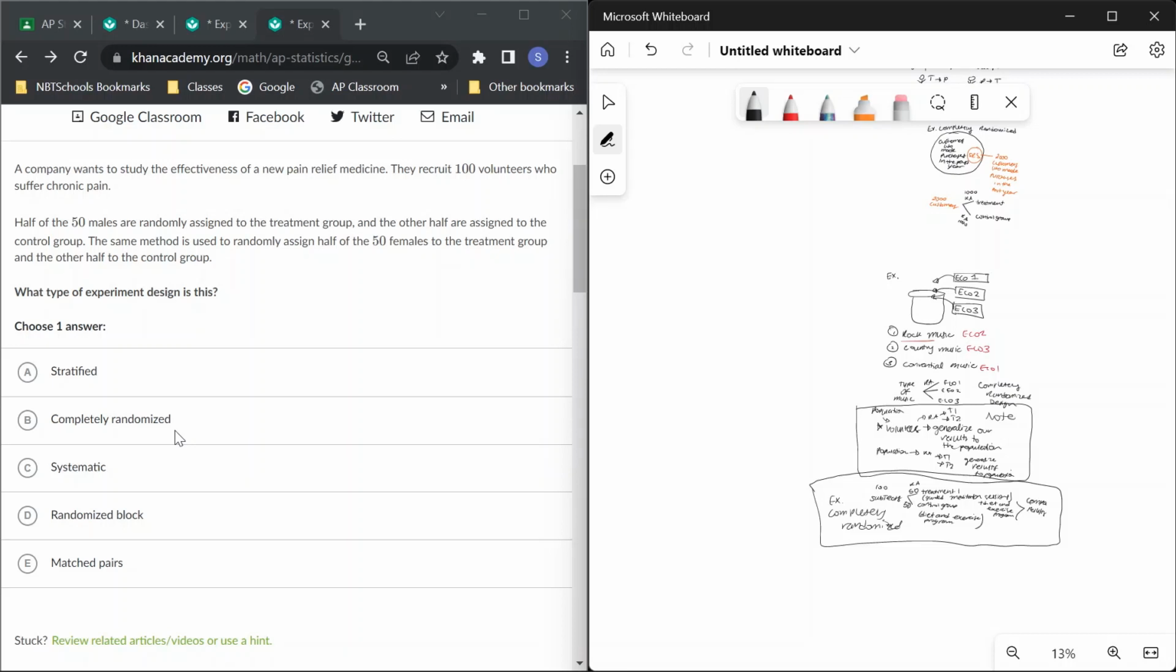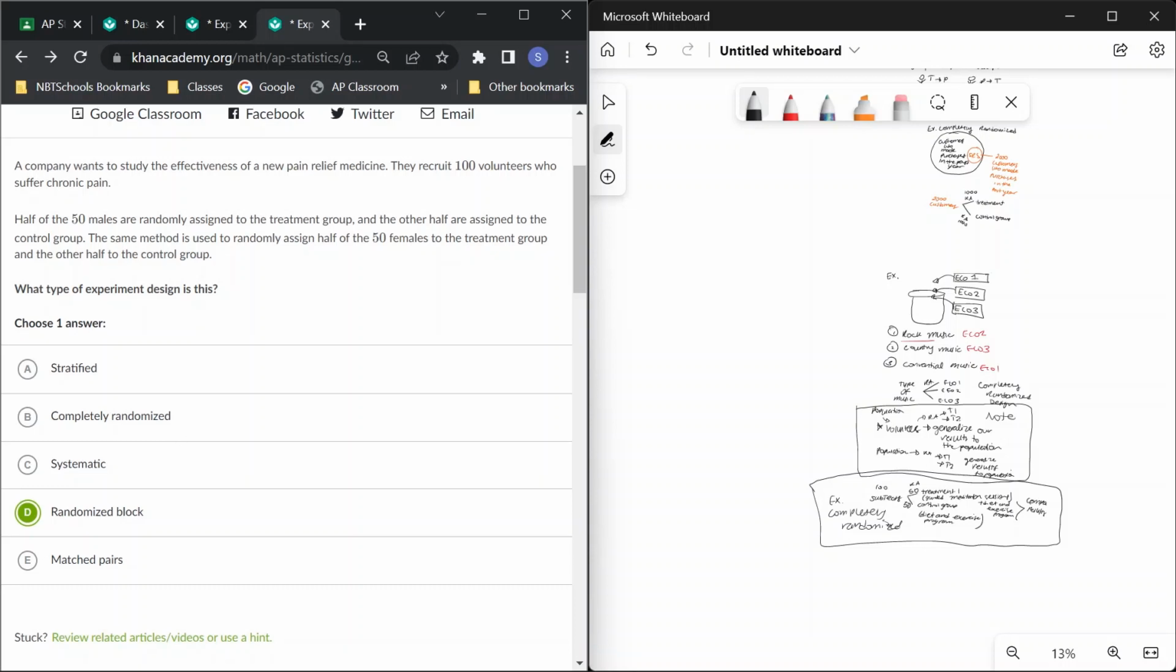Half of the 50 males are randomly assigned to the treatment group, and the other half are assigned to the control group. The same method is used to randomly assign half of the... no, we did not just do this. This is actually randomized block because you have a group of people and you're separating them by a variable, which is gender. So we have males and then females, and you assign half of the 50 females. So it's 50-50, and then you take 25, 25, 25, 25. So randomized block.